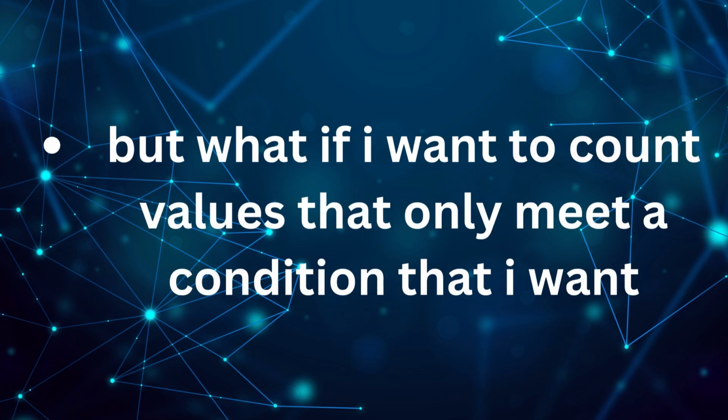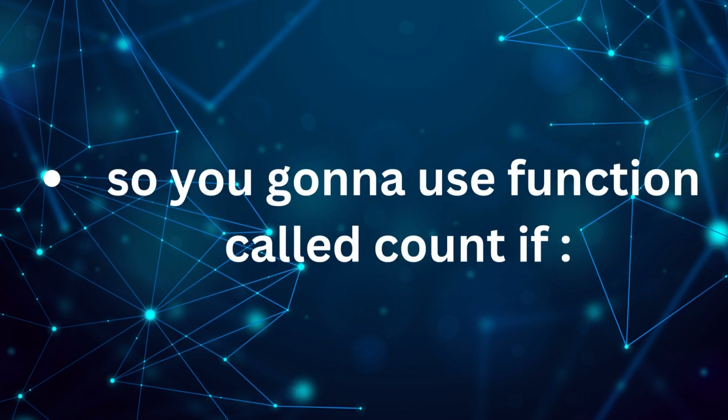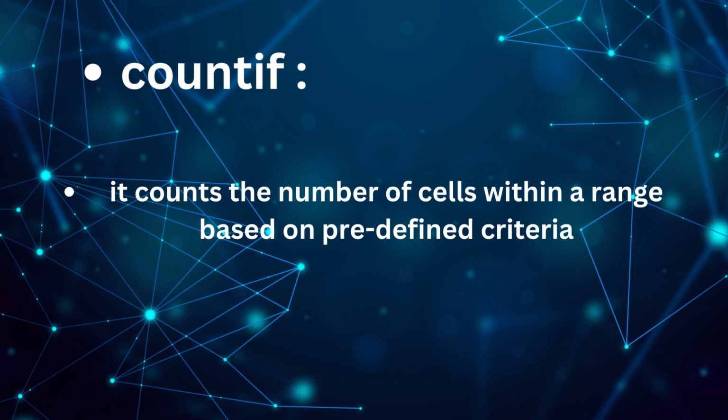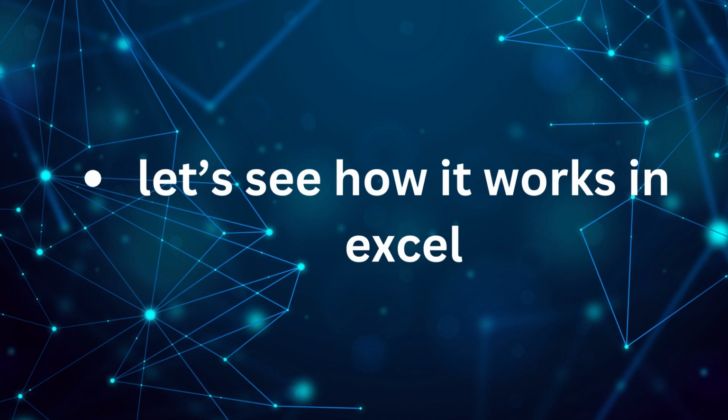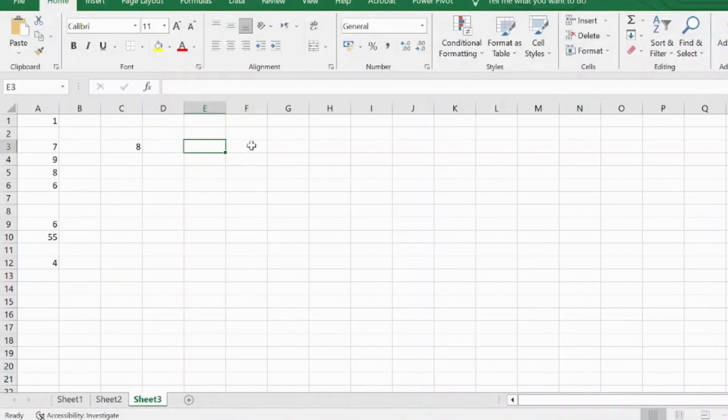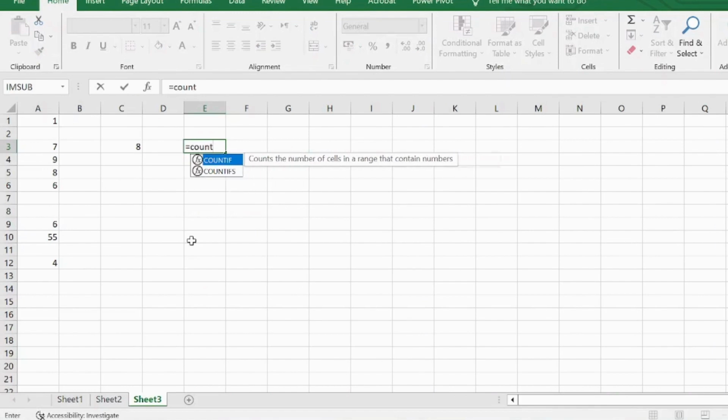But what if I want to count values that only meet a condition that I want? So you are going to use a function called COUNTIF. It counts the number of cells within a range based on predefined criteria. Let's see now how it works in Excel. Let's use COUNTIF to count the values which are greater than 4. So equals COUNTIF, open parenthesis. Specify the wanted range. Then comma and specify the criteria which is greater than 4, but don't forget to put it in double quotes.